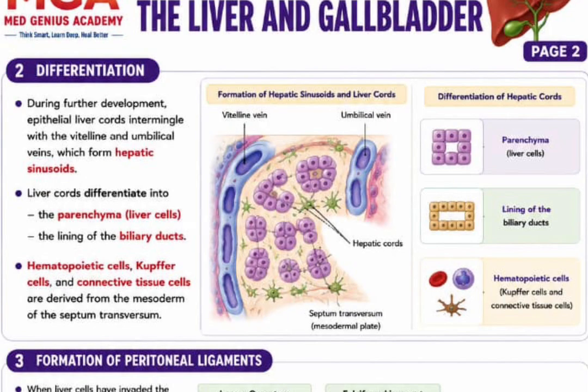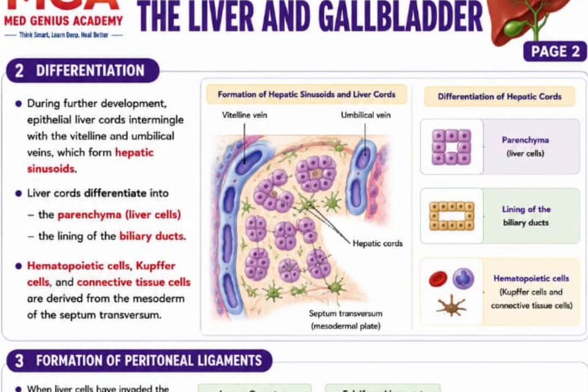Take this key note. The hematopoietic cells, the Kupffer cells, the connective tissue cells are all derived from the mesoderm of the septum transversum. Remember I told you that the hepatic cells begin to proliferate inside the what? Septum transversum. Now these cells proliferating inside the septum transversum, what happens? The mesodermal part of the septum transversum gives the liver hematopoietic cells, Kupffer cells, and connective tissue cells, because the mesoderm, especially the lateral plate mesoderm, forms all these cells.